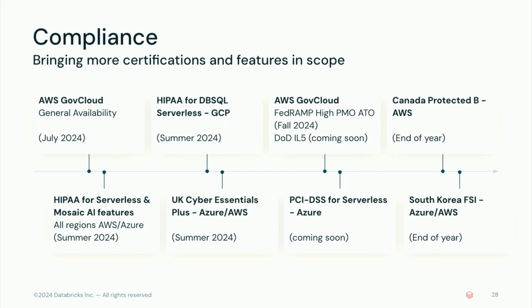I already mentioned the GovCloud GA date and certification dates. We also bring HIPAA for DBSQL serverless on GCP this summer, hopefully next month or so. And we have PCI for serverless DBSQL on Azure coming later this year. And also the Sakuri FSI and the Canada Protected B on AWS by the end of the year. Okay, so a lot of new certifications, a lot of new offerings.